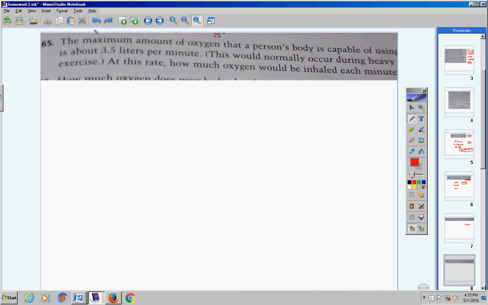So let's take our model, okay? Now think about this. Are they giving you the amount of oxygen you're inhaling, or are they giving you the amount of oxygen you're going to use? Well, it says a person's body is capable of using this much. So that's how much you're using. And then not only did it say that, it even says how much oxygen would be inhaled. Okay? So we're looking for I. So they tell us how much oxygen we're going to use, and they ask us how much we're going to inhale.